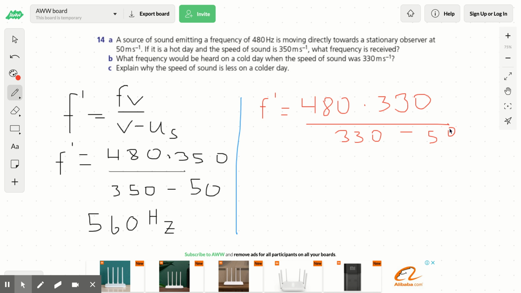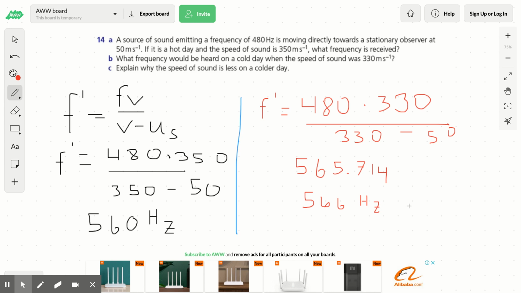It would be a decimal, so we're going to round it. With decimals, the answer would be 565.714. But if we want to round, we're going to have 566, and this is going to be in hertz yet again.